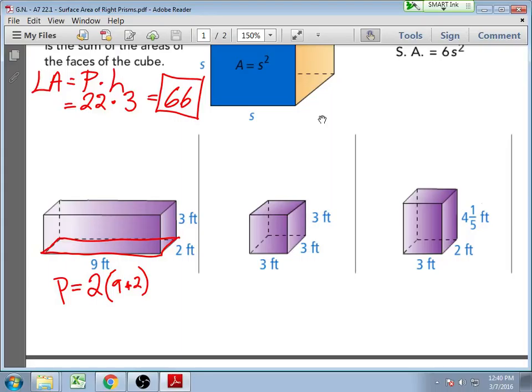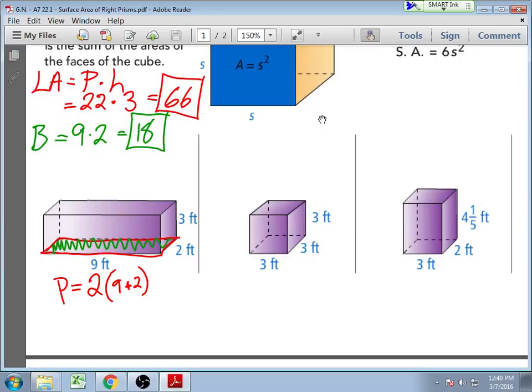My base area, my big B, we always use big B to represent the area of the base. My base area is just going to be the area of that rectangle, which is going to be the 9 times the 2, which gives me 18. And again, I'm going to put that in a box because I'm going to use it.